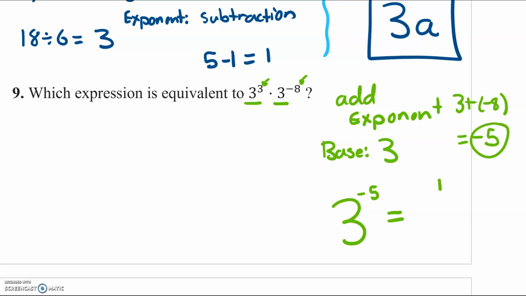We don't like negative exponents, so I'm going to use a fraction to write it as 1 over 3 to the 5th power. So we like that positive exponent, so move it down to the bottom.